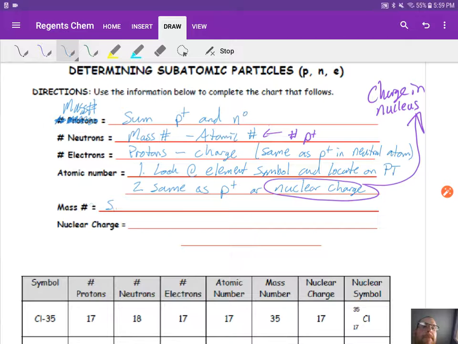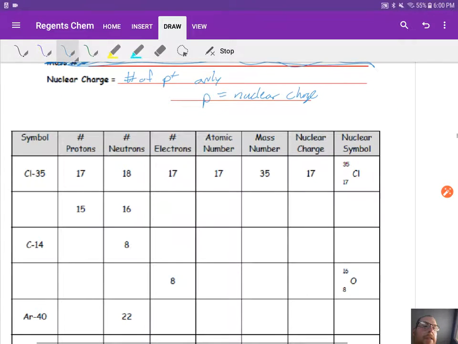I don't know why I did that. We're going to switch it up. Okay, we're just going to let this one go. It's all good. Nuclear charge, again, kind of already talked about that. That's the number of protons only. Okay, so whatever you get, the protons equals nuclear charge. So, I've got a couple examples here.